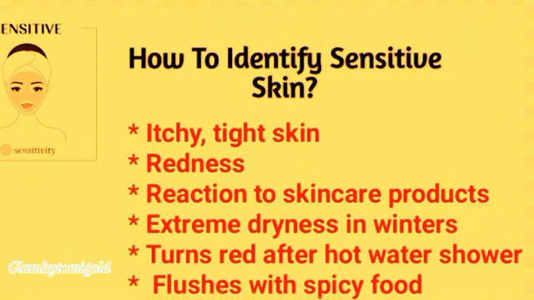Number one is itchy and tight skin. You don't feel comfortable with your body, you feel itchy, you feel like scratching your body all the time. Number two is redness. Your face looks as if there are rashes on your face all the time. Number three is reaction to skincare products. This happens to sensitive skin most of the time. When you try out a new makeup product that you have not used before, or you use a new soap or new cream, you get a reaction through heat.